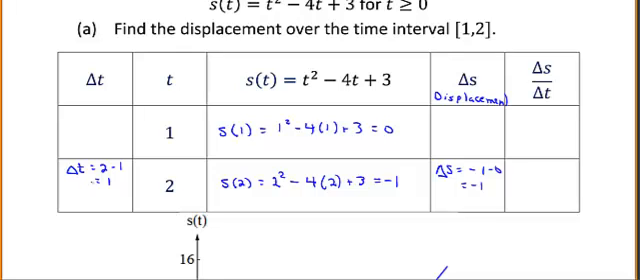Our average velocity is going to be the change in position divided by the change in time. This would be the average velocity, and that would be negative 1 over 1, which would be negative 1. So the average velocity over this interval is negative 1.